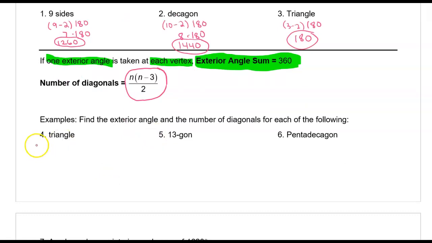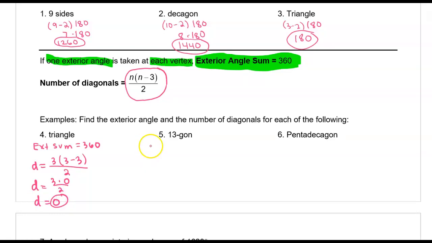The exterior angle sum is going to be 360. It will always be 360 regardless of the number of sides. The number of diagonals in a triangle can be calculated by taking the number of sides 3 times the number of sides minus 3 over 2. And you can tell it's just going to be 3 times 0 on the top. So there are no diagonals in a triangle.